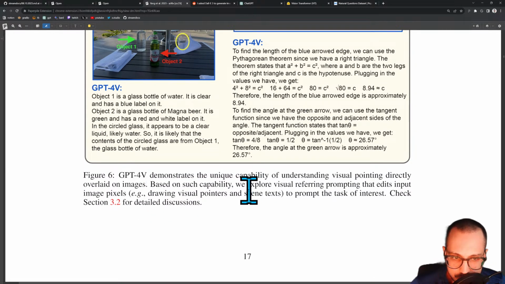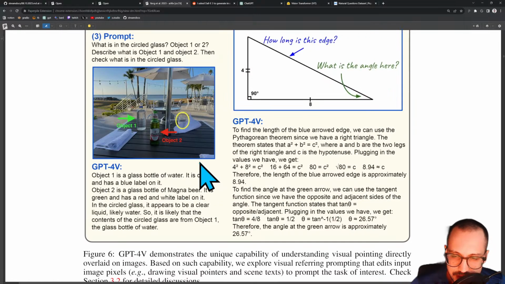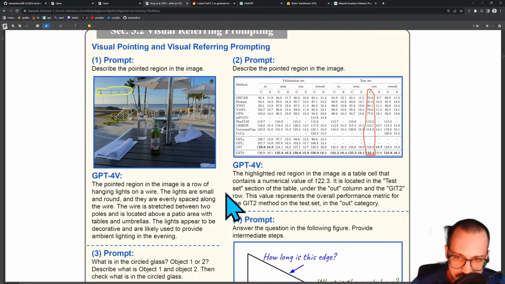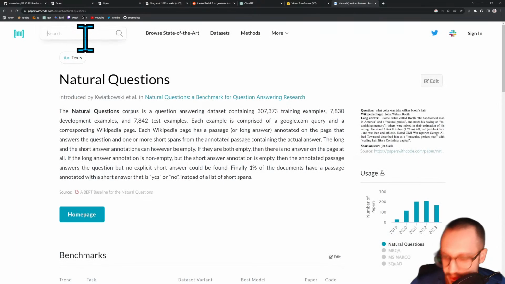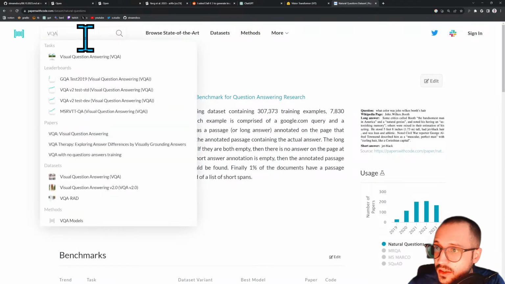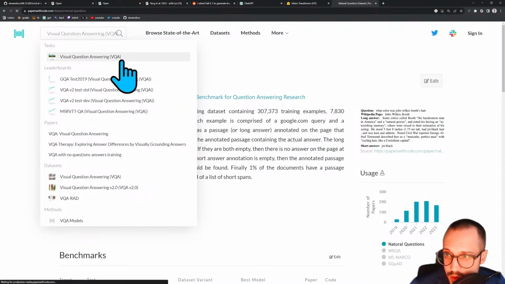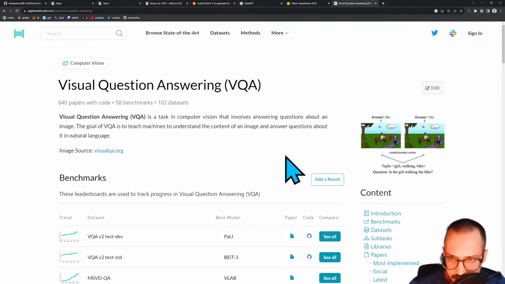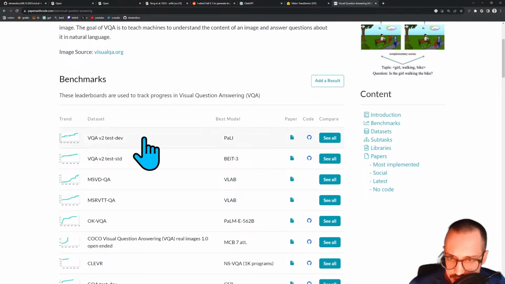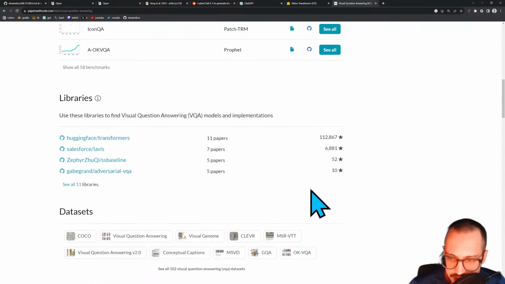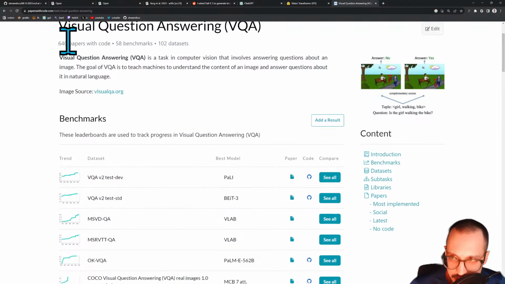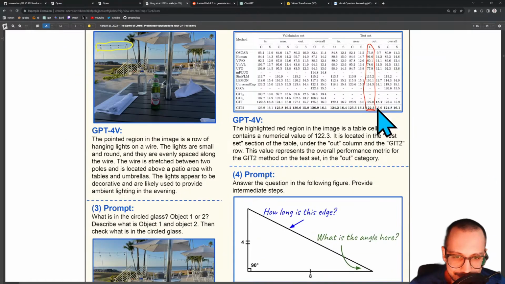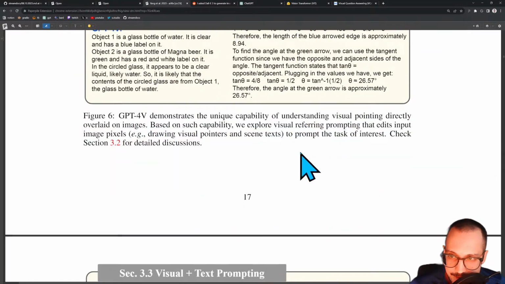I wish they told us what datasets they were fine-tuning this on, right? I'd be very curious to see if they got these results by just using the existing VQA datasets. If we look for VQA datasets, visual question answering, did they use these, or did they create their own visual question answering dataset? I wish they told us that.